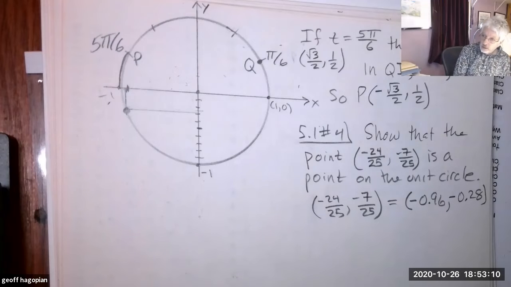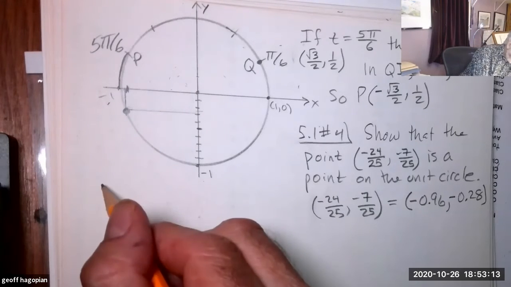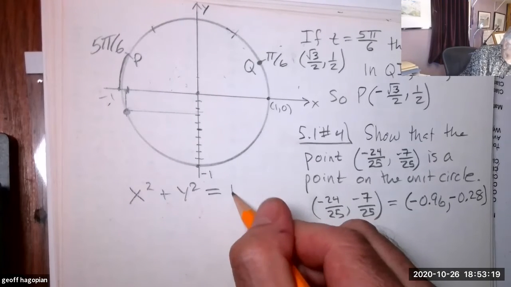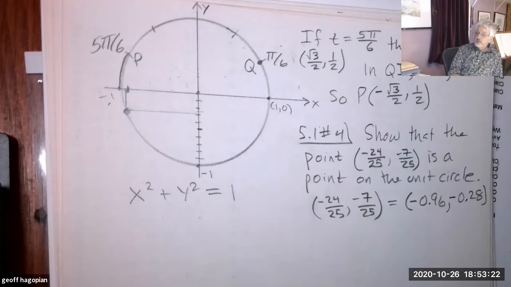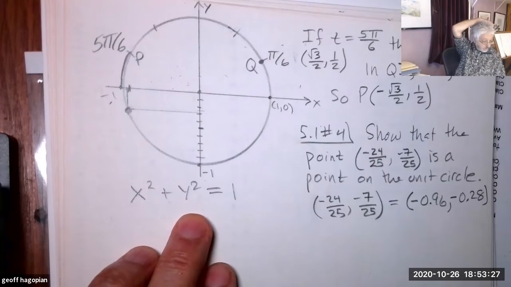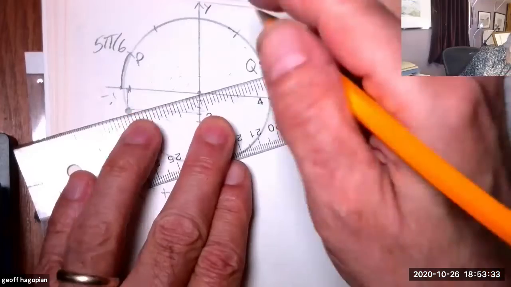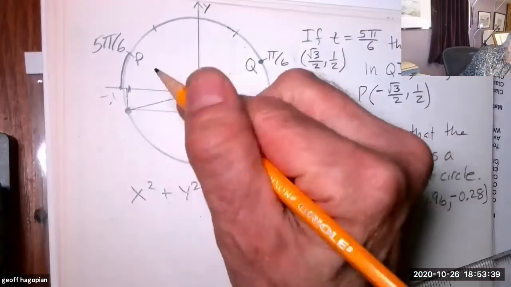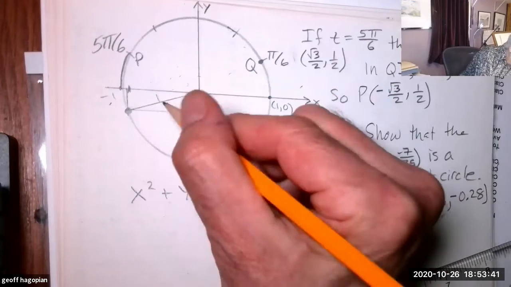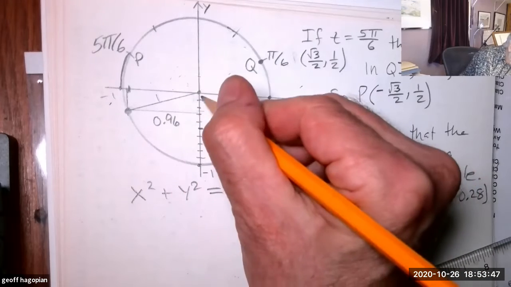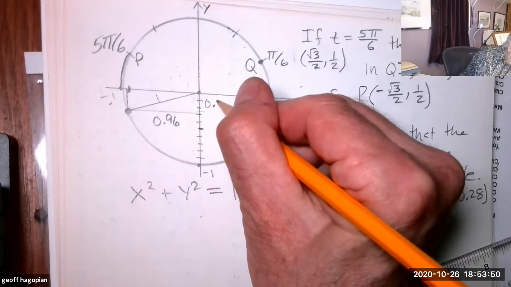How can we be sure that it's on the unit circle? Well, we can take those numbers and square them. So here's the governing equation for the unit circle in terms of x and y. The distance from the origin is 1 unit. The square of the distance is x squared plus y squared. And we can also draw in the hypotenuse of this right triangle here, something like that. That's a distance of 1. So this edge has length 0.96, or 24/25, and this edge has length 0.28.